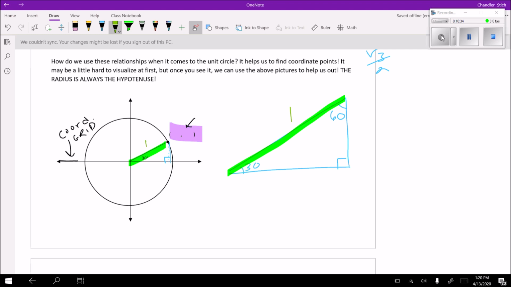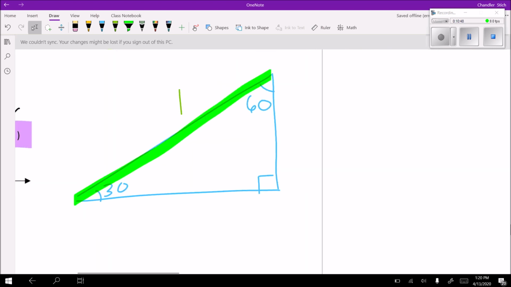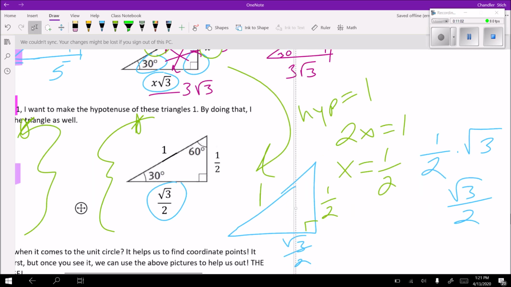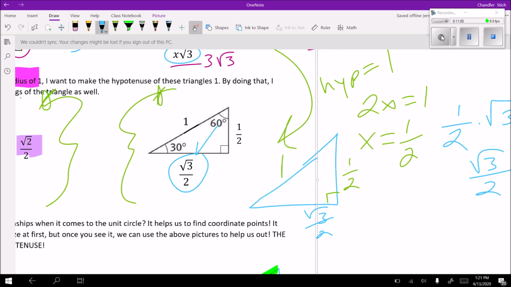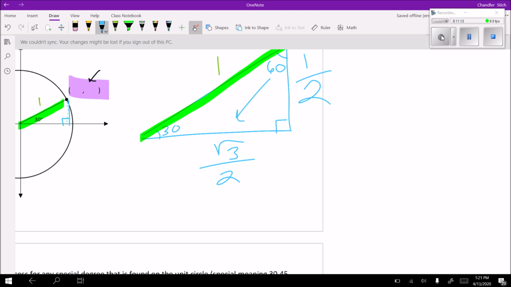So, how does that help me with the rest of it? 30, 60, 90 triangle, I have a radius of 1. Across from the 30-degree angle, what's my number? 1/2. So I know that I have 1/2 here. Across from my 60, this is root 3 over 2 if you look above. Across from the 60, I had root 3 over 2. Across from the 30, I had 1/2. So if I look here, across from the 60, I should have root 3 over 2. Across from the 30, I should have 1/2.